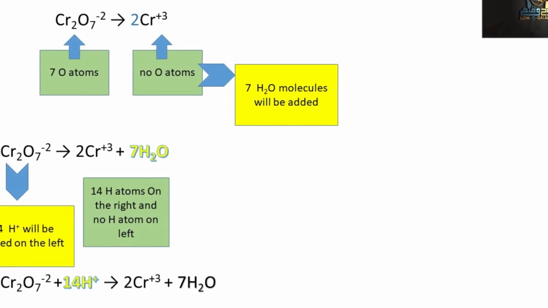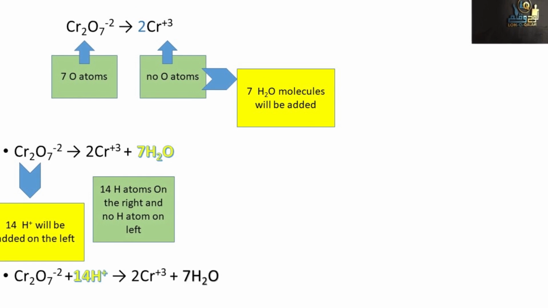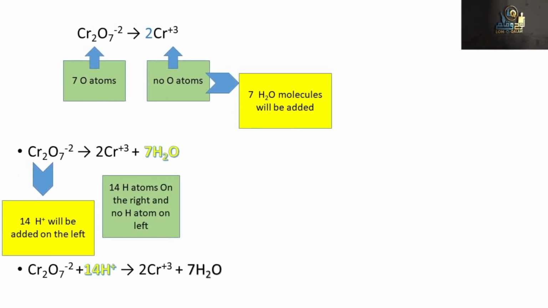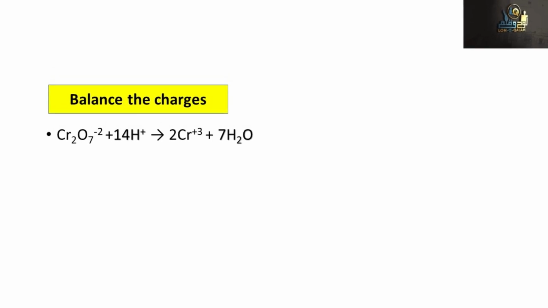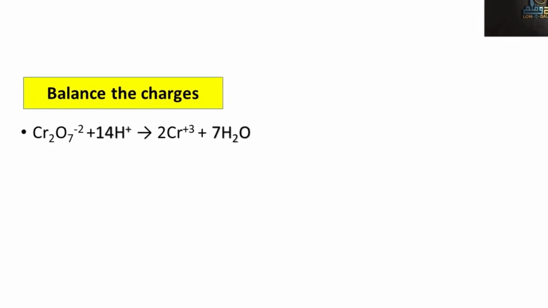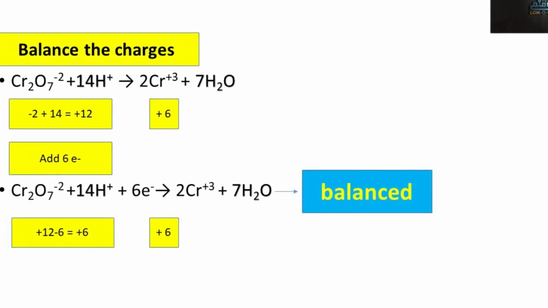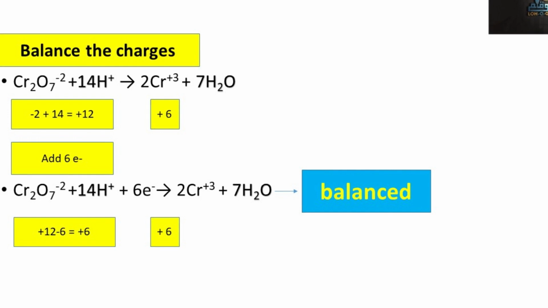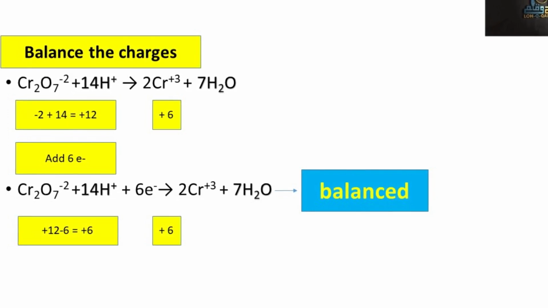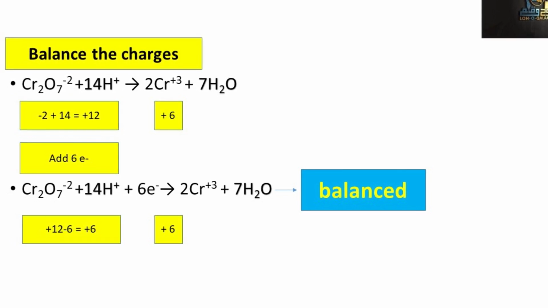Now we have 14 hydrogens on right and no hydrogen on left, so 14 hydrogen ions will be added on left to balance the hydrogen. Balance the charges on both sides. You can see there are 2 negative charges on dichromate ion on left side and 14 positive charges on hydrogen ions, so overall, it is +12 charge on left.